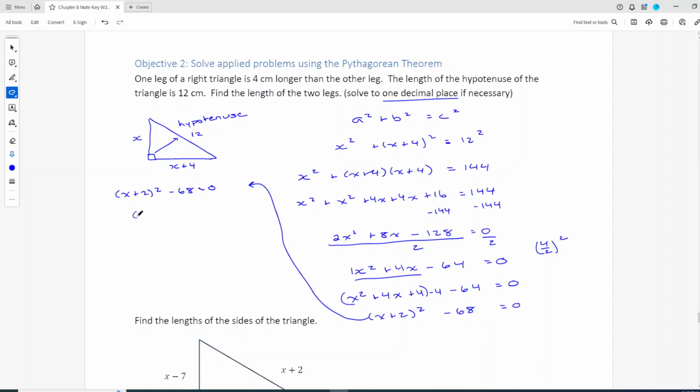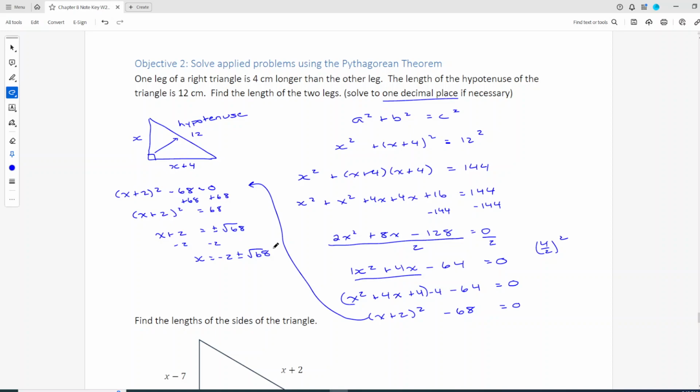So to solve, I'm going to use the square root method, or property. I'm going to isolate my square, right? I added 68 to each side. Then I'm going to take my square root, so x plus 2 is equal to plus or minus the square root of 68. Then I'm going to minus 2, and I get x equals negative 2 plus or minus the square root of 68.